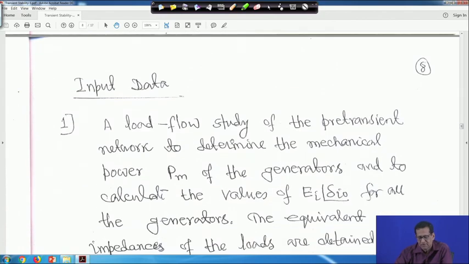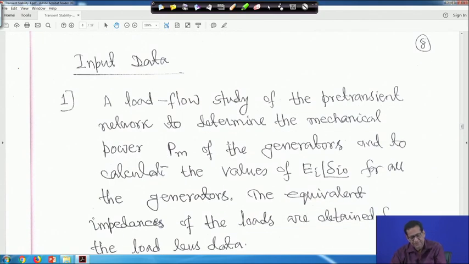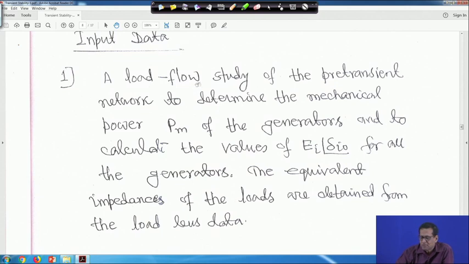Now, what are the input data required? First is a load flow study of the pre-transient network to determine the mechanical power Pm of the generators and to calculate the values of Ei and the angle delta i0 for all the generators. A load flow study is required before the fault. From that you have to calculate Pm and Ei angle delta i. In general, Pmi0 is equal to Pi0.